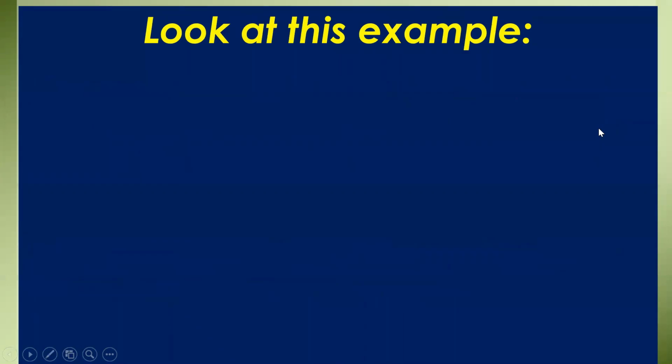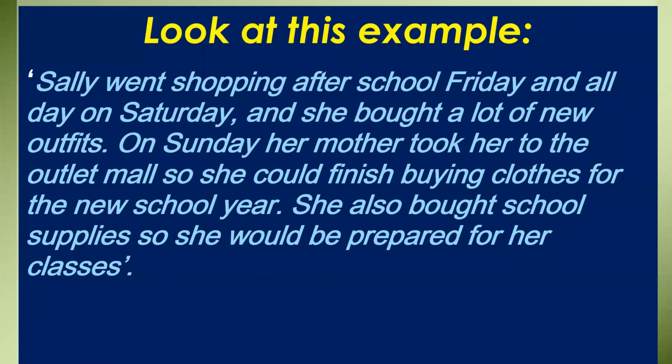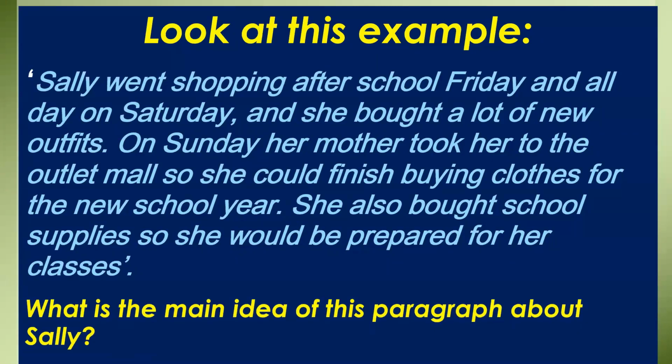Looking at it, look at this example here. Sally went shopping after school Friday and all day on Saturday, and she bought a lot of new outfits. On Sunday, her mother took her to the outlet mall so she could finish buying clothes for the new school year. She also bought school supplies so she would be prepared for her classes. So you can read it one more time, and I want you to tell me what the main idea of this story is. Okay, so you can look at it again.